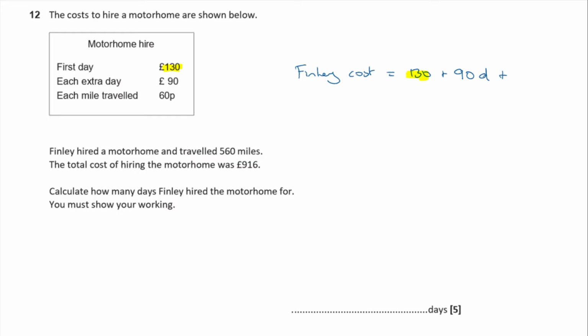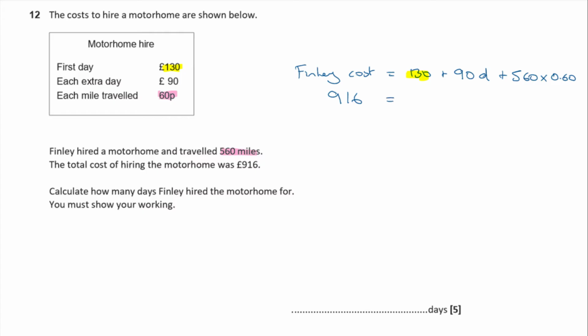And then we've got to put on the mileage charge. So he's got 560 miles at 60p a mile, isn't it? So it's going to be another 560 times 60p, which is 0.60, or 0.6 if you prefer. And we know he was charged £916. So 916 is equal to all these things added up, isn't it?